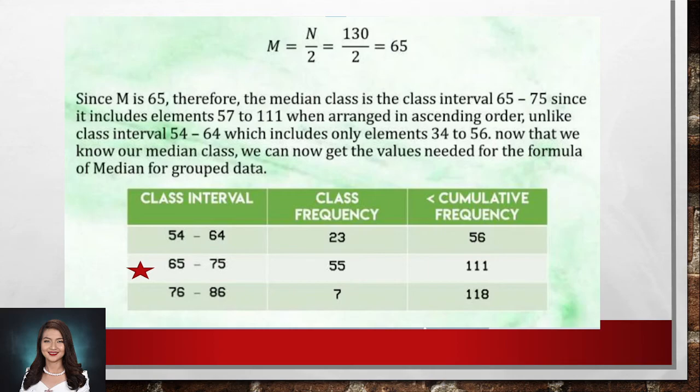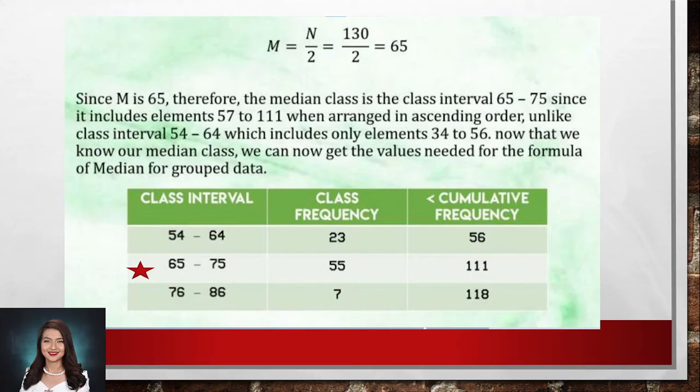Now we're going to compute the median class. Median class is equal to n divided by 2. Since in that table it shows that our n is 130, we're just going to divide it by 2. So 130 divided by 2, we get 65. Since n/2 is 65, therefore the median class is the class interval from 65 to 75.